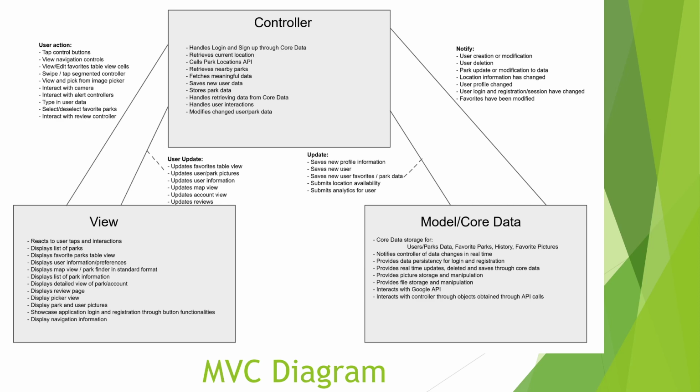The view displays the information and user interface to the user. This includes displaying the view controllers, map view, table views, photo picker, and any information required for user interaction. The view reacts to user interaction and updates the controller. The controller handles user interactions and interacts itself with the core data model. The controller retrieves user information from core data, modifies changed data, retrieves user location data, stores the user and the user's parks data, saves new data in core data, and controls the secure login functionality.